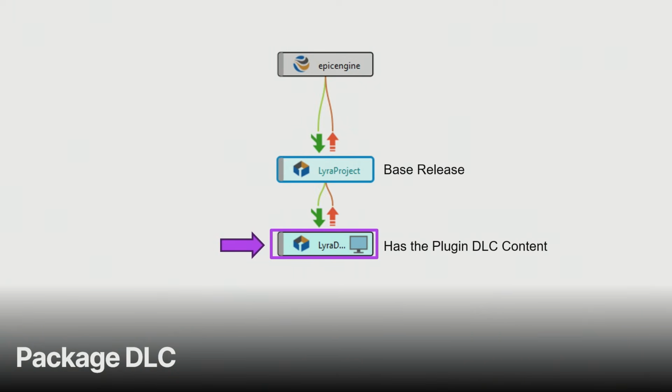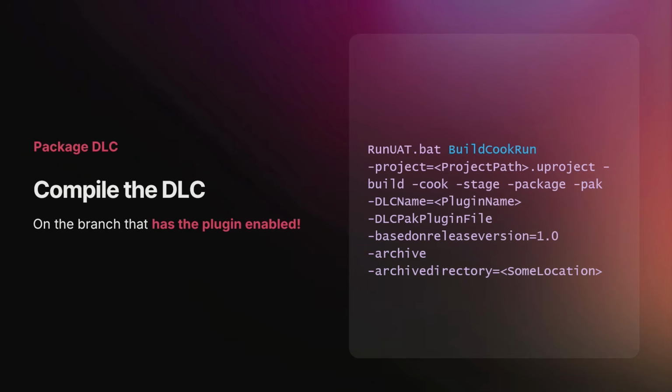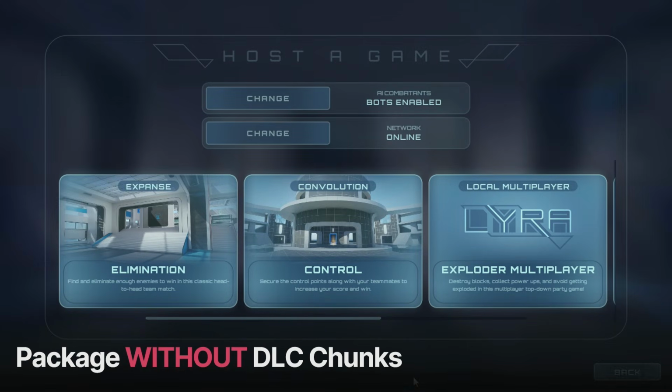So we're ready to package our DLC and move to our DLC branch. We're going to run build, cook, run again, all the normal stuff, but we're specifying the DLC we want to build. In this case, it's going to be our plugin name. This line is optional. It changes the plugin files' relative location and how we're packaging the plugin manifests with the packs. You can read about it. But we also need to include our release version again.